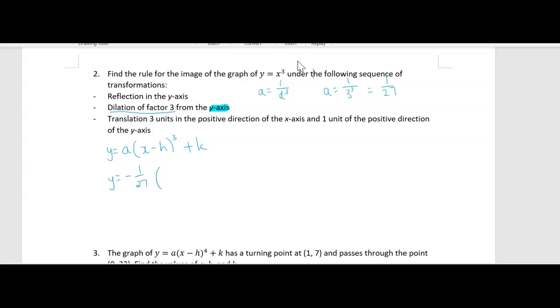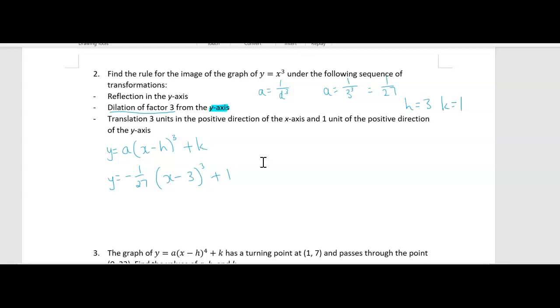Now we've got a translation 3 units in the positive direction of the x-axis. So that means h is equal to 3, and k is our vertical translation, so that's 1 up. So k equals 1. So y equals negative 1 over 27 times (x minus 3) cubed plus 1.